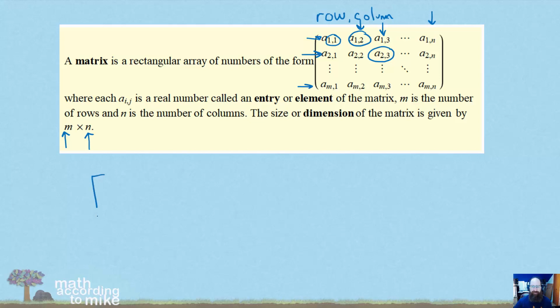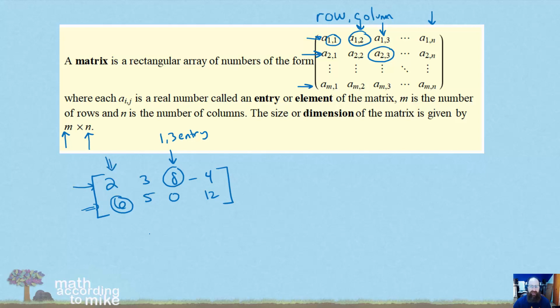So let's just make up a matrix. I'm just making up some numbers here. So for instance, the 8 is in which row? You would say the first row. In which column? You would say the third column. So the 8 is the 1, 3 entry. The 6 is in which row? It's in the second row. It's in which column? It's in the first column. So the 6 is the 2, 1 entry.